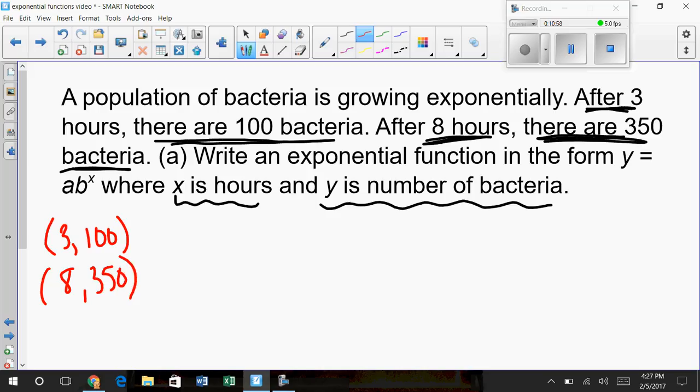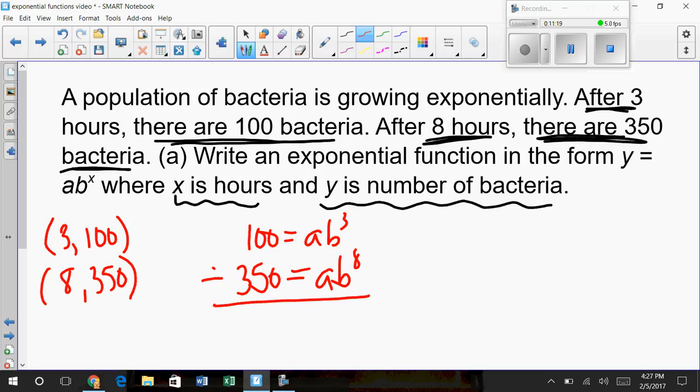So we're going to handle this just like we handled the graph. Again, it didn't say, but I have a feeling if we have to round, let's just stick with the 100th place. So I'm going to set up my system of equations like I did before. So 100 equals ab to the third, and 350 equals ab to the eighth. So same as before, I stack them, I divide in order to get rid of a.